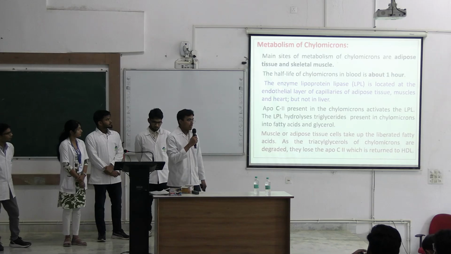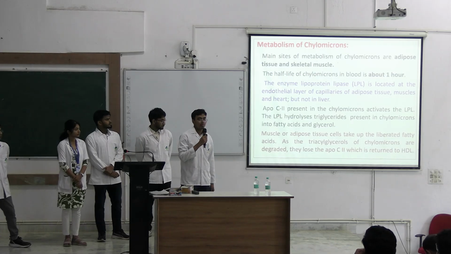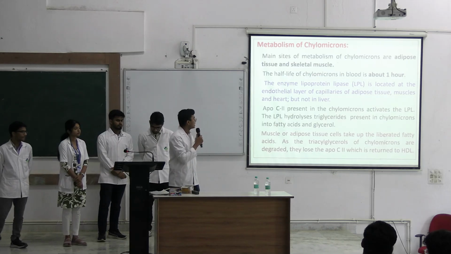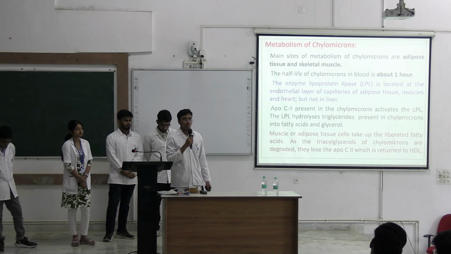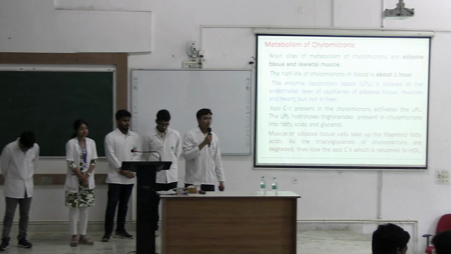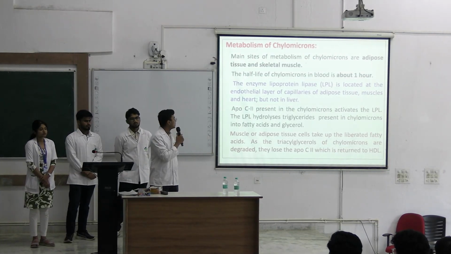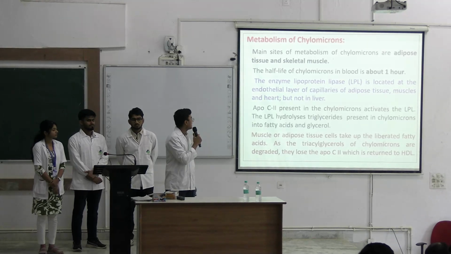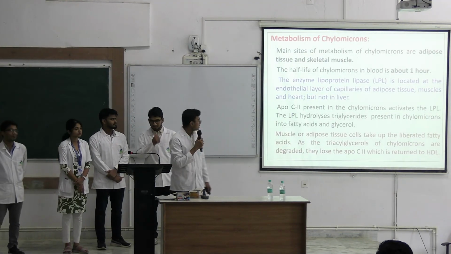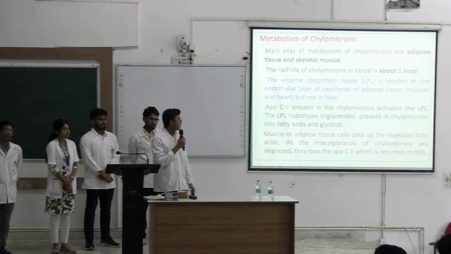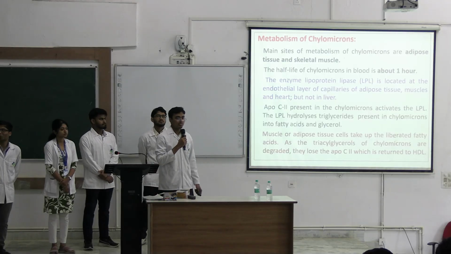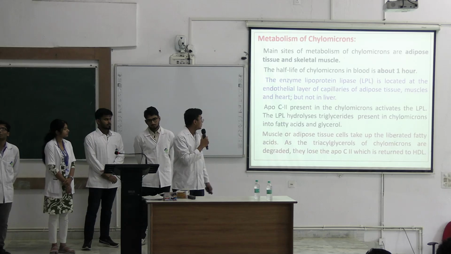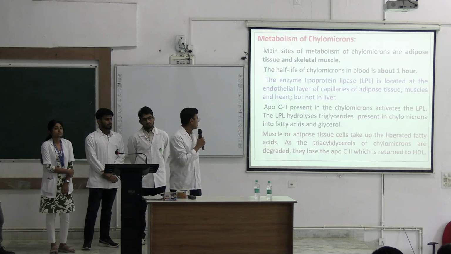Now, the metabolism of chylomicrons. The main sites of metabolism of chylomicrons are adipose tissue and skeletal muscles. The half-life of chylomicrons in blood is about 1 hour. The enzyme lipoprotein lipase is located at the endothelial layer of capillaries of adipose tissue, muscles, and heart, but not in liver. The ApoC2 present in the chylomicrons activates the enzyme lipoprotein lipase. The lipoprotein lipase enzyme hydrolyzes the triglycerides present in chylomicrons into fatty acids and glycerol.